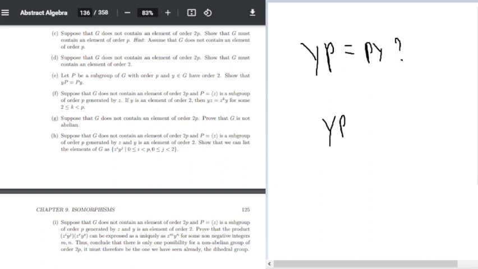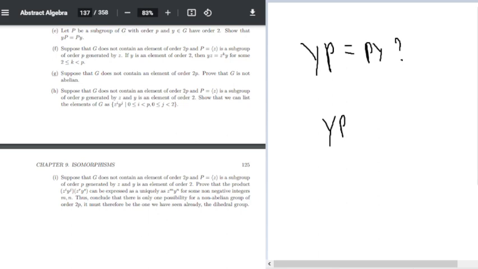Suppose that G does not contain an element of order 2p, and ⟨z⟩ is a subgroup of G of order p generated by z, and y is an element of order 2. Show that we can list the elements of G as z^i y^j for 0 ≤ i < p and 0 ≤ j < 2. Just kind of basic listing things.